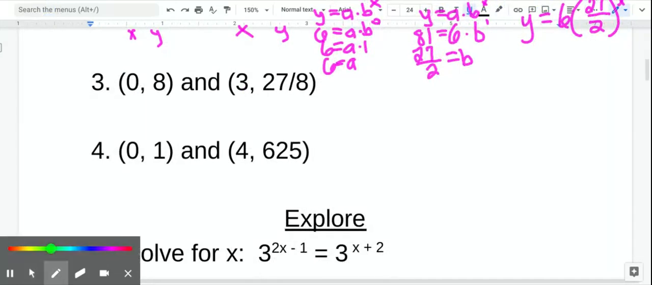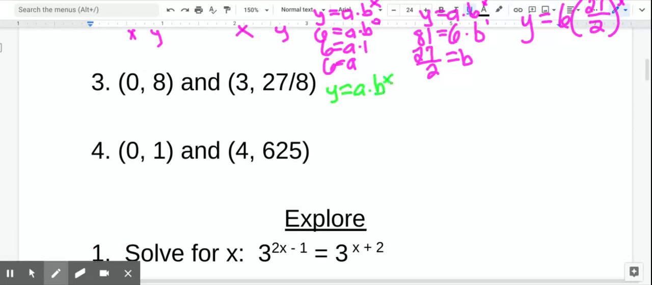All right, so the next one, same thing. We're going to take that y equals a times b to the x. We'll plug in this first point. So we get 8 equals a times b to the 0. Of course, b to the 0 is just 1, so we find out that a is 8.